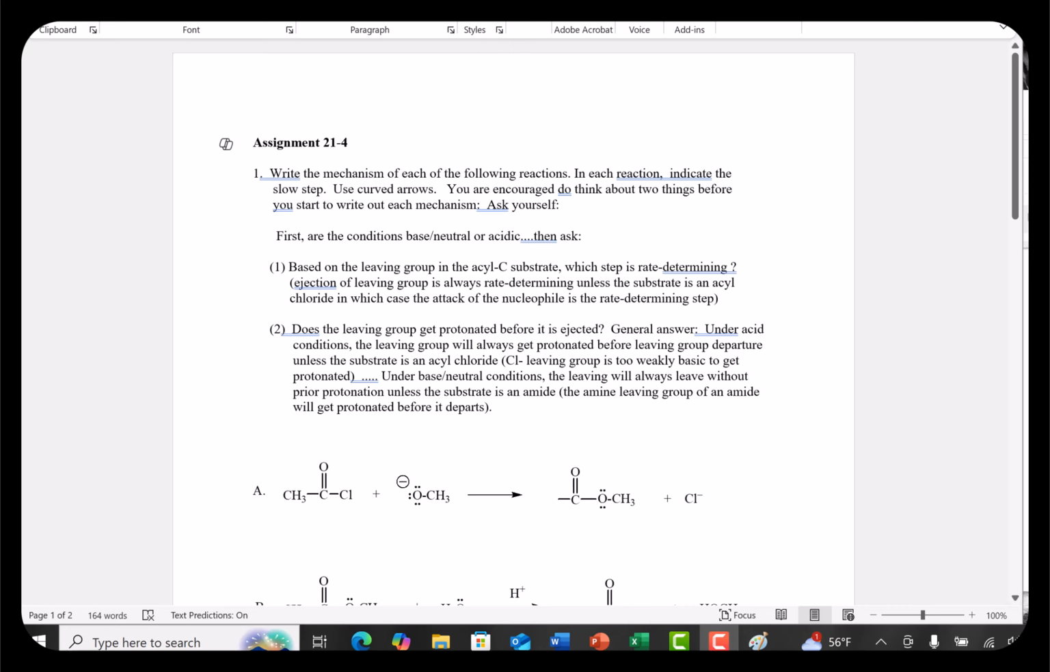In parentheses, ejection of the leaving group is always rate determining unless the substrate is an acyl chloride, in which case the attack of the nucleophile is the rate determining step, and that summarizes what I just stated.